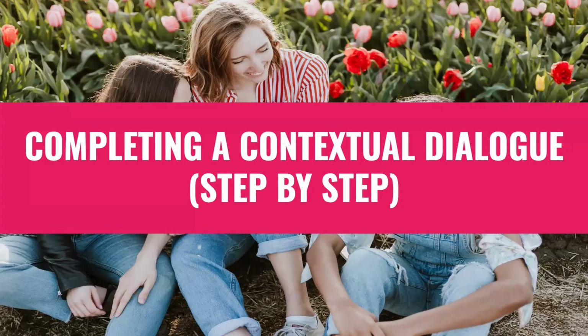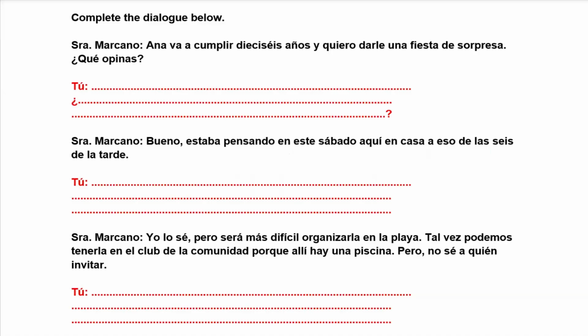So now we're going to be looking at completing a contextual dialogue step by step. This is the dialogue that we were looking at previously. Now what we're going to do is complete this entire dialogue. First, you have to read what is written above the blank space and what is written below the blank space, so you can have an idea of what kind of response you have to give.